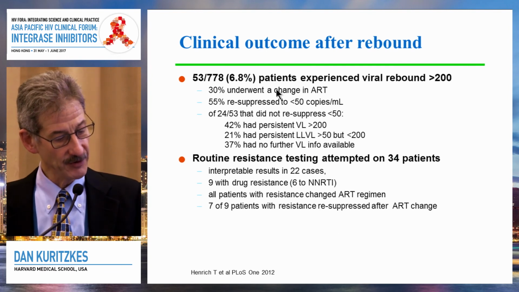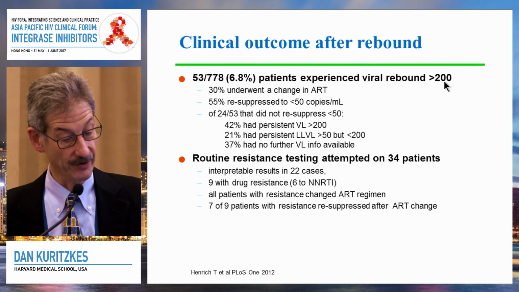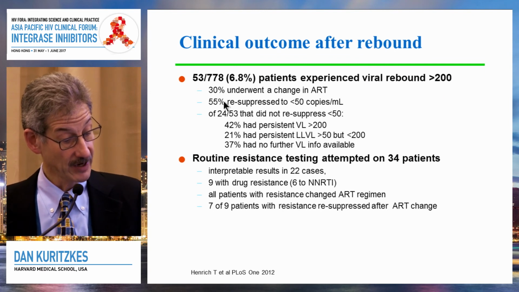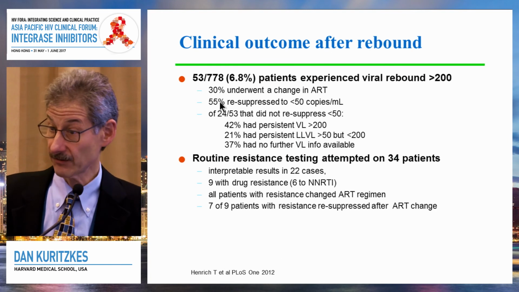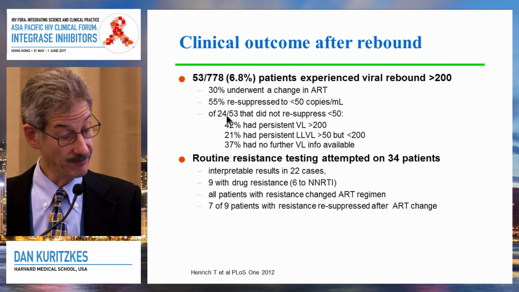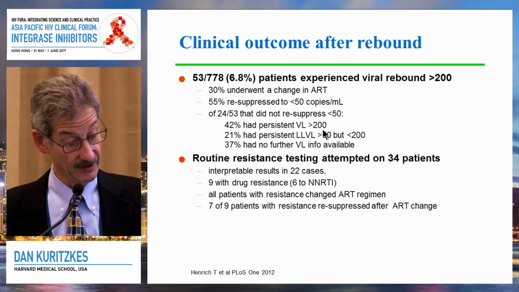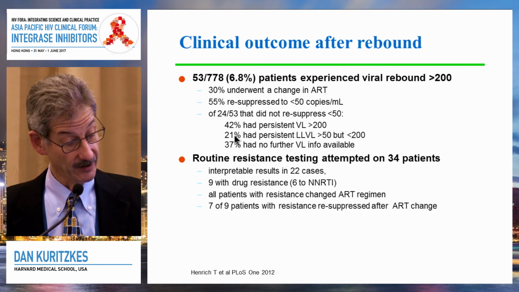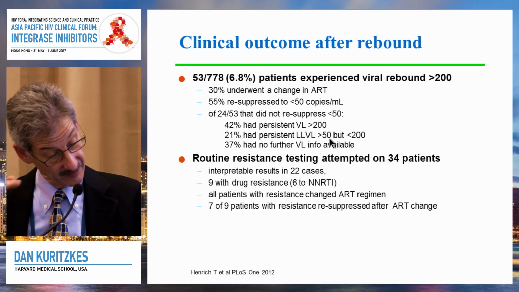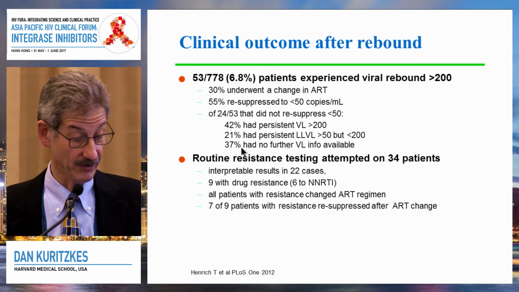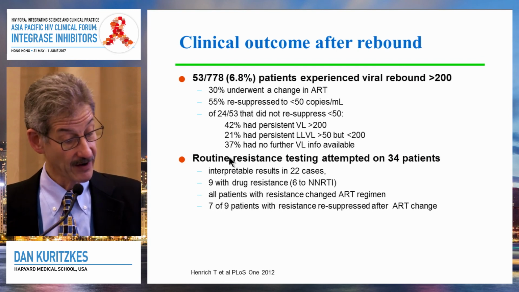So 7% of patients had rebound to more than 200 copies, 30% had a change in their treatment, 55% resuppressed, and of those who didn't resuppress, about 40% continued with persistent viremia, 20% still remained in this sort of middle range, and there was a third of patients who had no further data.